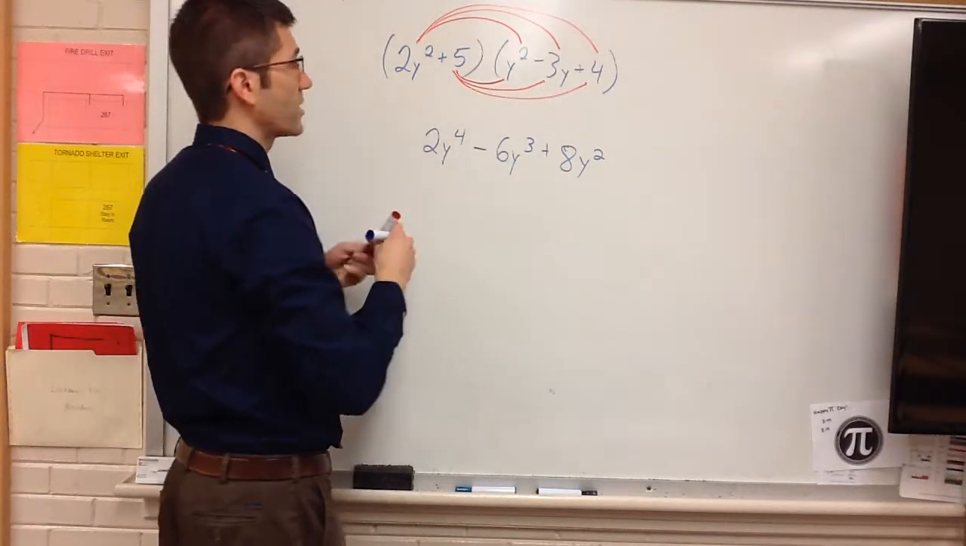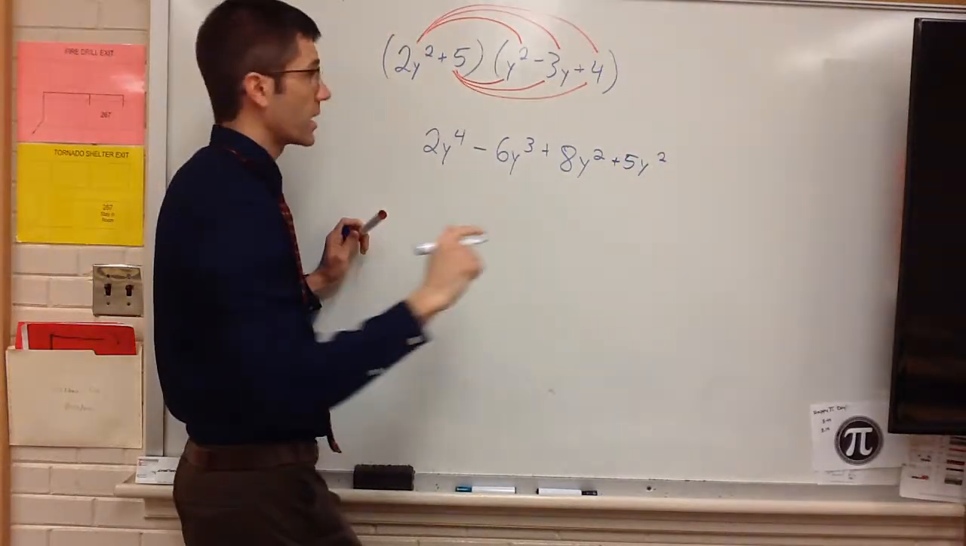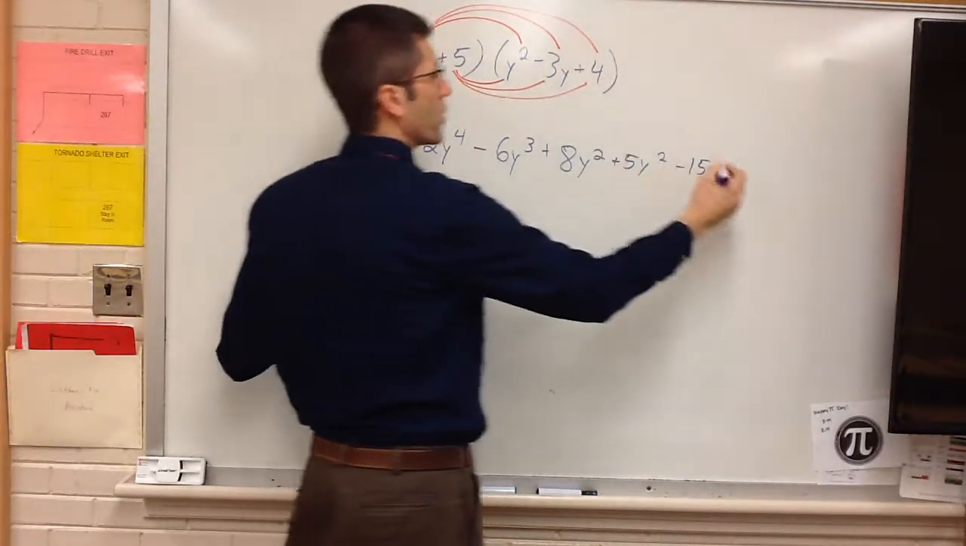There we go. 5 times y squared is 5y squared. Oh, see those like terms? We'll deal with that in a minute. 5 times negative 3y is negative 15y. 5 times 4 is 20.